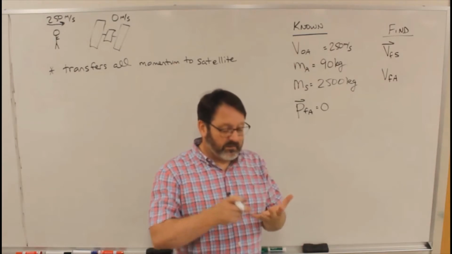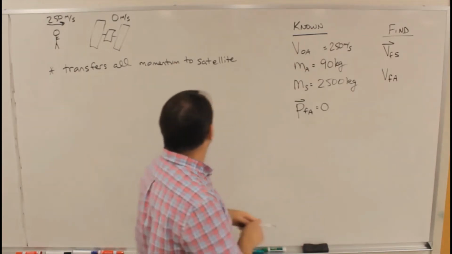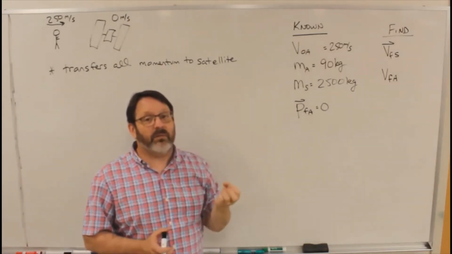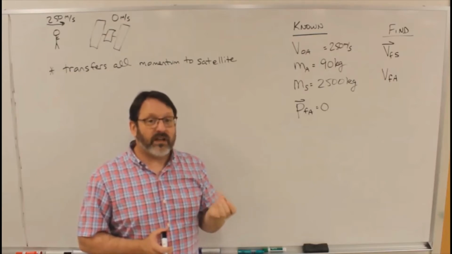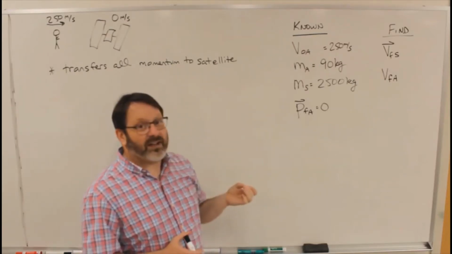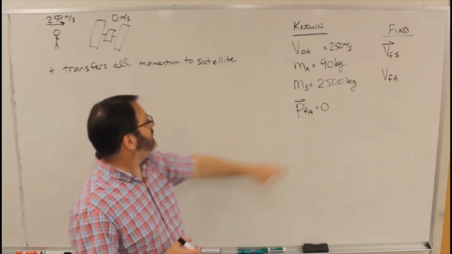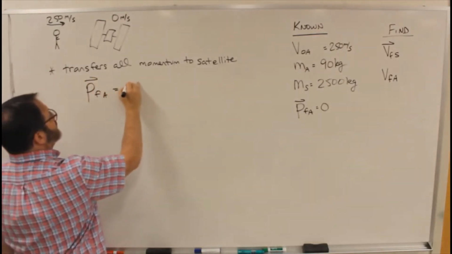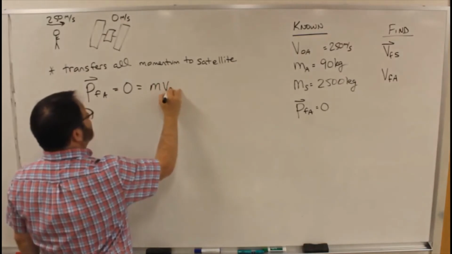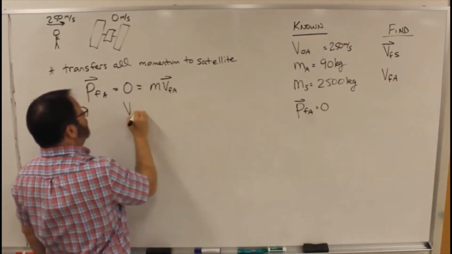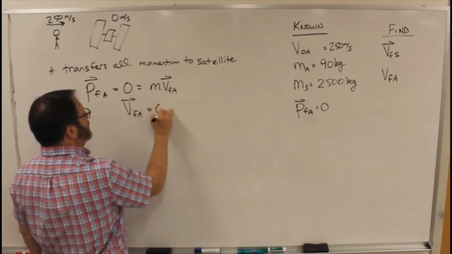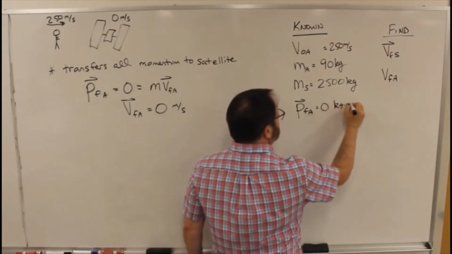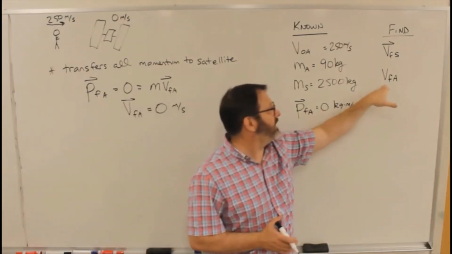Now I know that momentum is mass times velocity. And if she transferred all of her momentum to the satellite, that means her final momentum has to be zero. So if her final momentum is zero, that means her final velocity also has to be zero. P final of the astronaut is 0, and that's m times v final of the astronaut. So that means v final of the astronaut is 0 meters per second. Probably should have written here kilogram meters per second. We've got this already. That's 0.